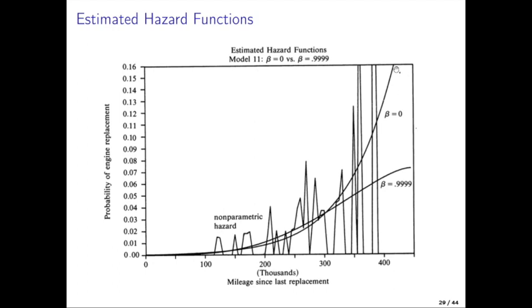So one thing you could do is just assume beta is equal to 0 and then run a binary logit of replacement on mileage. Okay, if you do that, you get this fit here. Okay, if you structurally estimate the dynamic programming model with beta equal to 0, well, then you get this fit. Okay, and that's what we're going to do.